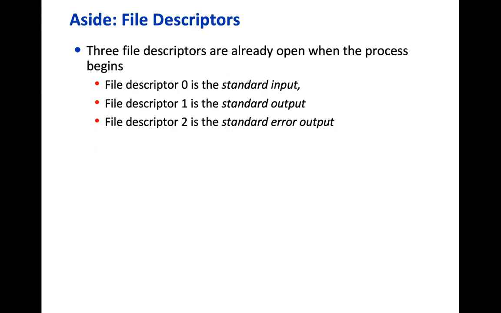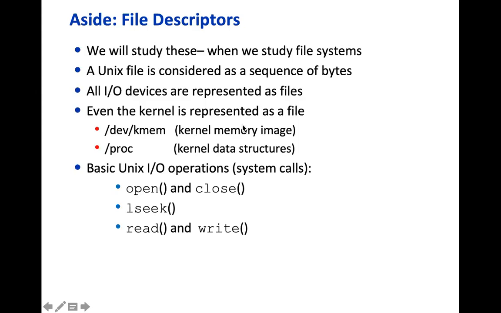As soon as you start any program, any process, 3 file descriptors are available all the time: standard input, which is like a keyboard; standard output, which is file descriptor 1, the terminal; and file descriptor 2, which is error output.